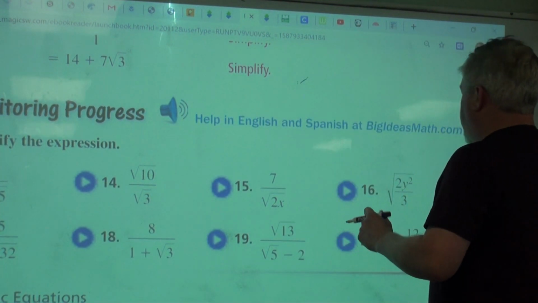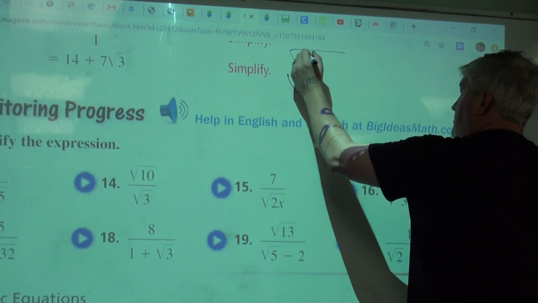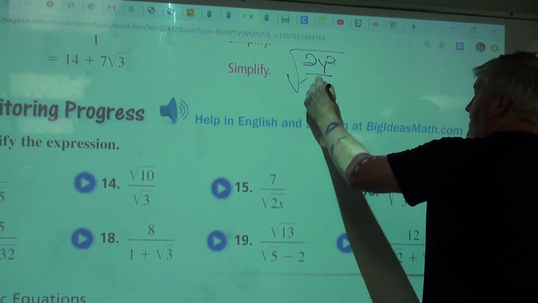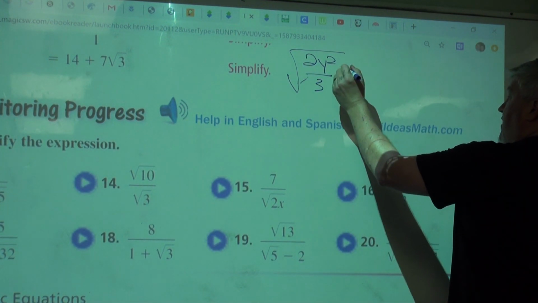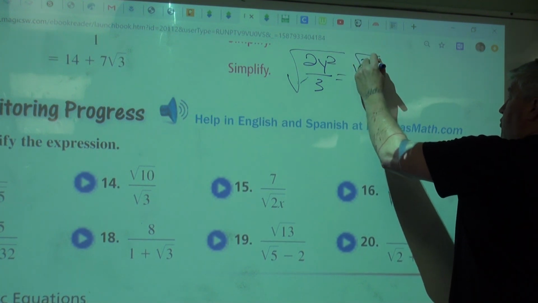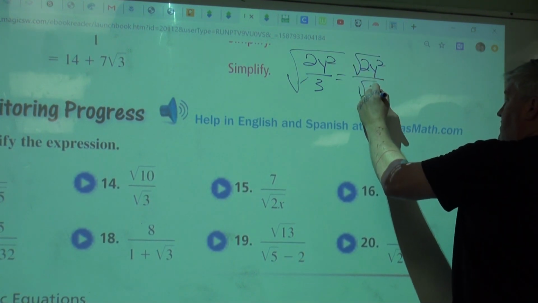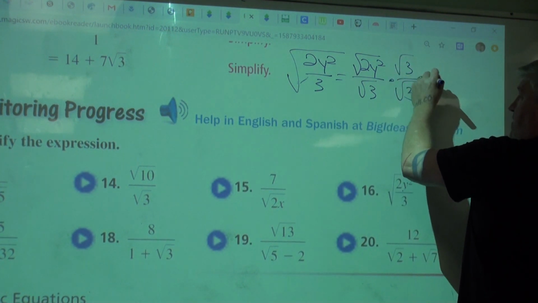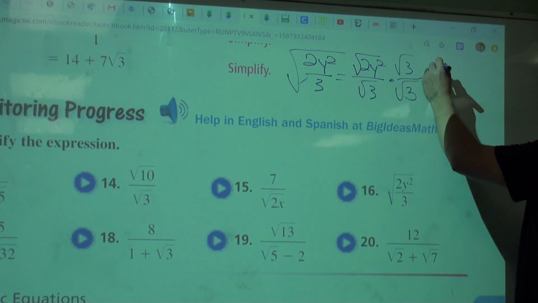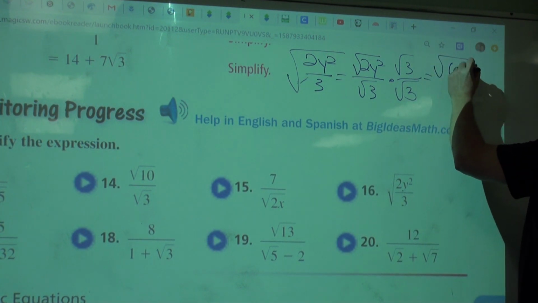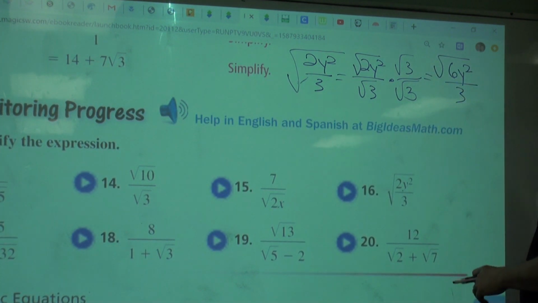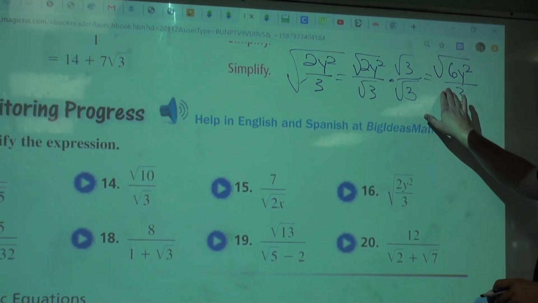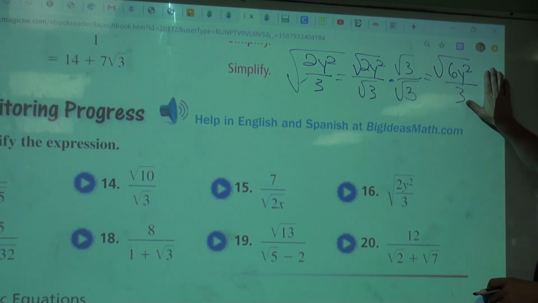Last one. The square root of 2y squared over 3. We're going to split those first: the square root of 2y squared over the square root of 3. Going to multiply by the square root of 3, top and bottom. That's going to give me the square root of 6y squared over 3. 6 is only divisible by 2 and 3. Neither one is a perfect square, so this is your final answer: the square root of 6y squared over 3.